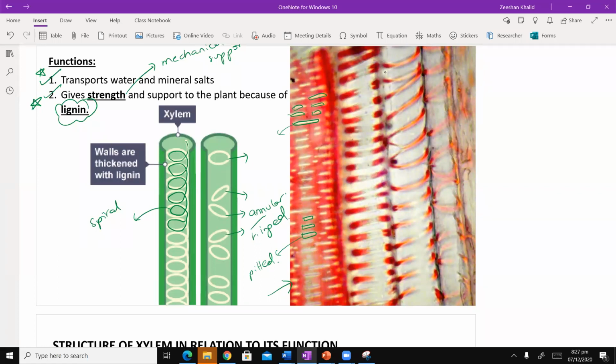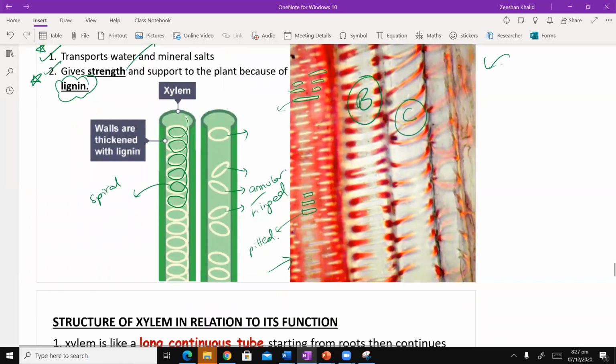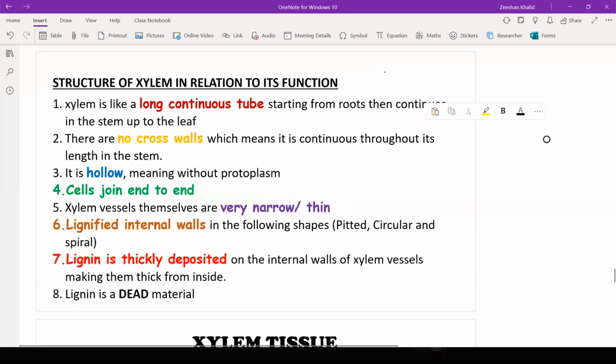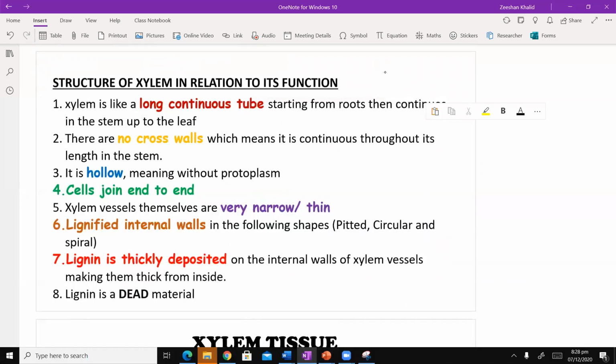Otherwise, the entire thingy is coated with lignin. As you can see, this next thing that I'm labeling as B is annular or ring, and you can label C as spiral. Okay, so again, this is a real photomicrograph in which you can see that this is a xylem. Now let's look at how the structure of the xylem is related to its function.